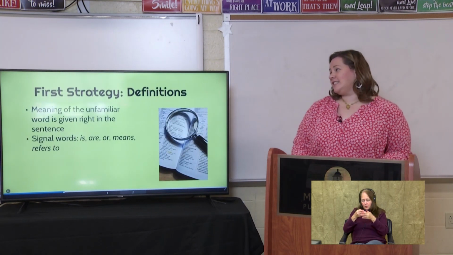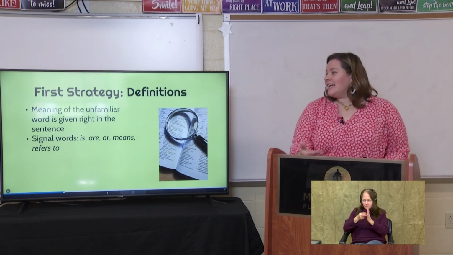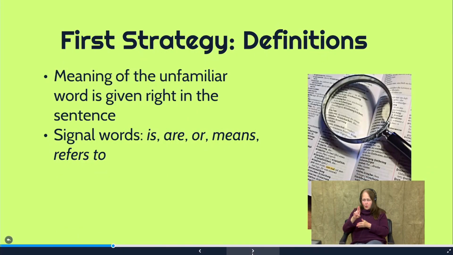So the first strategy is definitions, which means that the meaning of the unfamiliar word is given right in the sentence, just like the sentence about the hawk. Signal words. And let me just give a little note here on signal words. Signal words are words in a sentence that are kind of like that flashing light bulb that says, here you go, this is what you're looking for. So the signal words for definitions would be is, are, or, means, or refers to.